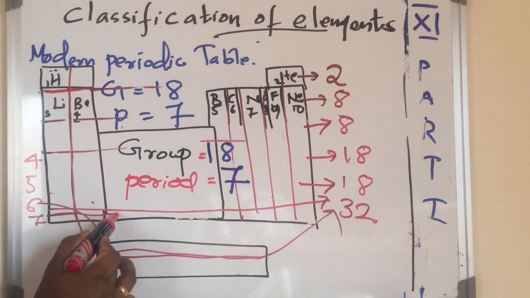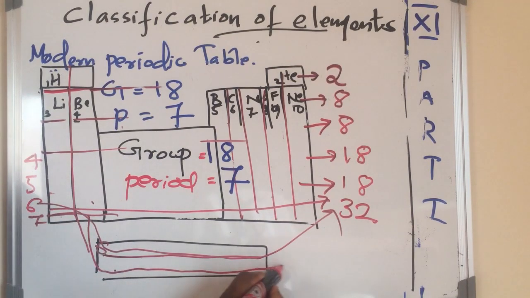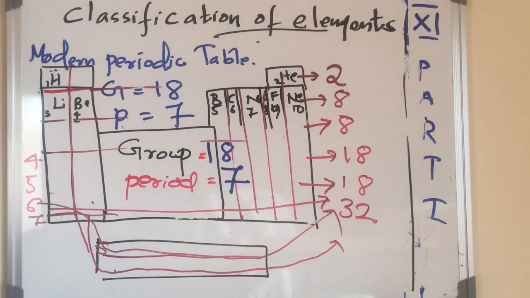The seventh period is incomplete. It is more than 32. Why is it incomplete? Because seventh period elements are radioactive, highly unstable, and newly discovered elements are being added into the seventh period. So the seventh period is considered an incomplete period. Okay, this is a simple picture of the modern periodic table.